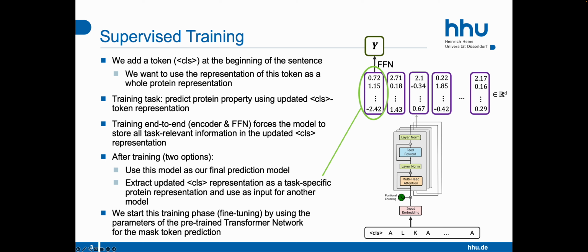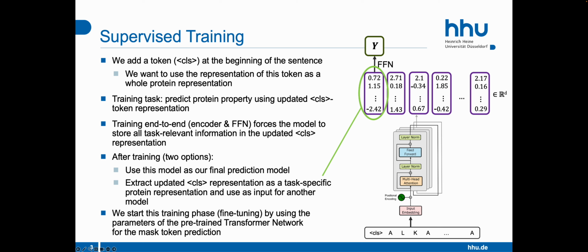When training the protein language model for specific tasks, you wouldn't typically train the whole model from scratch, but instead you would use the parameters of the transformer network encoder that was already trained for the mask token prediction. This way, the model has already a set of useful parameters and has already learned to generate meaningful amino acid representations and to extract information from interactions. This makes it much easier to train the model for a specific protein property prediction task.